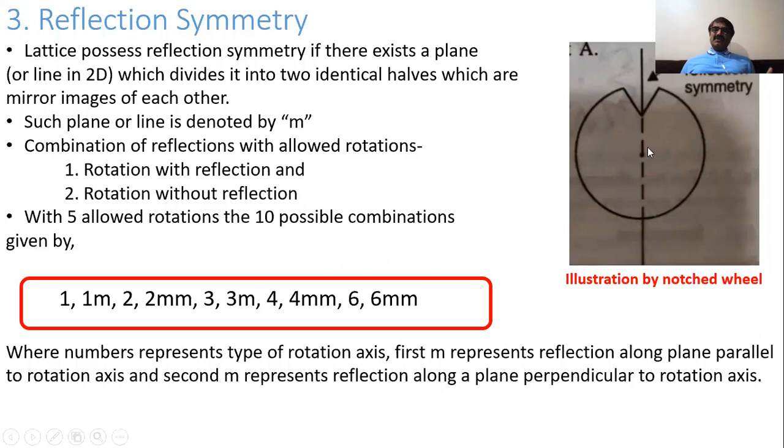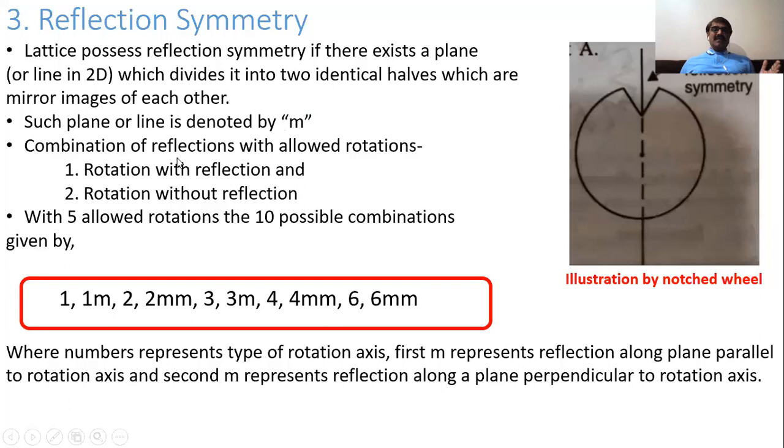Since reflection is like a mirror, reflection symmetry in crystals is denoted by M, for mirror. Simply the small letter m is the representation of reflection symmetry in the case of lattices and crystals.